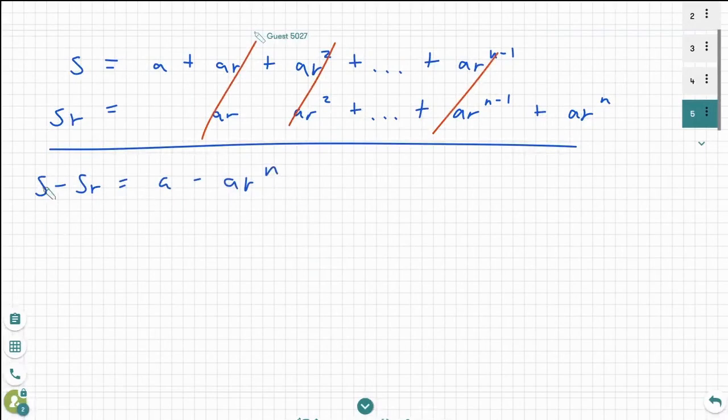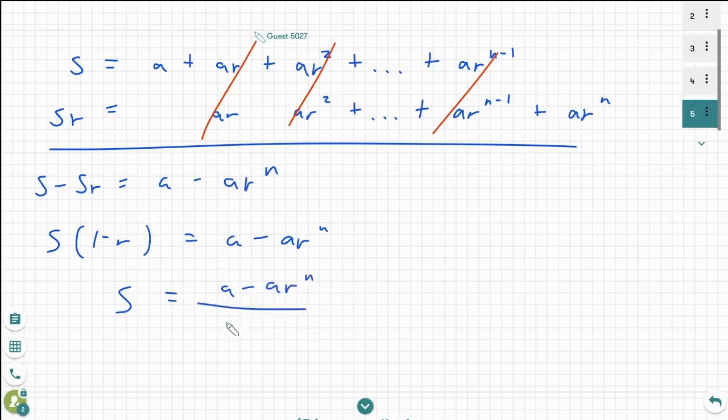Now notice that on the left side there's S minus SR. There's two S's, so I can reduce it by factoring. It'd be S times 1 minus R equals A minus AR to the n. Does that make sense? Remember, the goal is to come up with the formula for the sum, which is S. If I solve for S, you would divide by 1 minus R. It would be S equals A minus AR to the n over 1 minus R. So that's the formula for a geometric series.